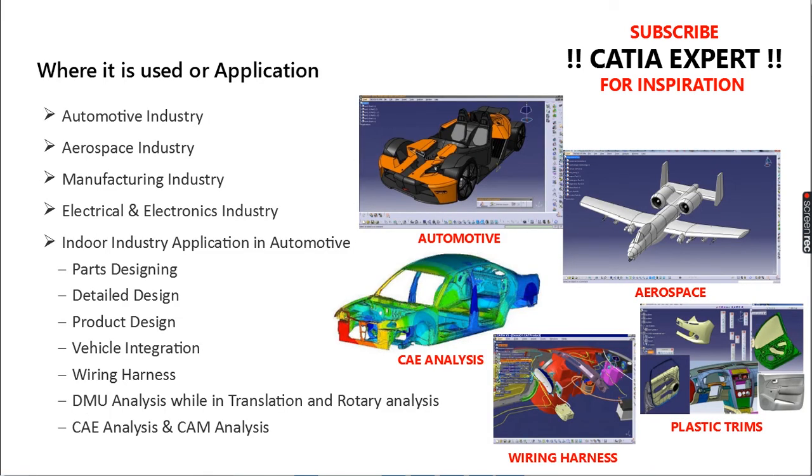So basically, where it is used and what the applications of this CATIA software are: most of the time it is used in the automotive industry for designing two-wheelers, three-wheelers and four-wheelers. Also it is used in commercial vehicles. In the automotive industry this software is used from a basic point of view. Again, this software is used in the aerospace industry and manufacturing industry. Also it is used in the electrical and electronics industry.